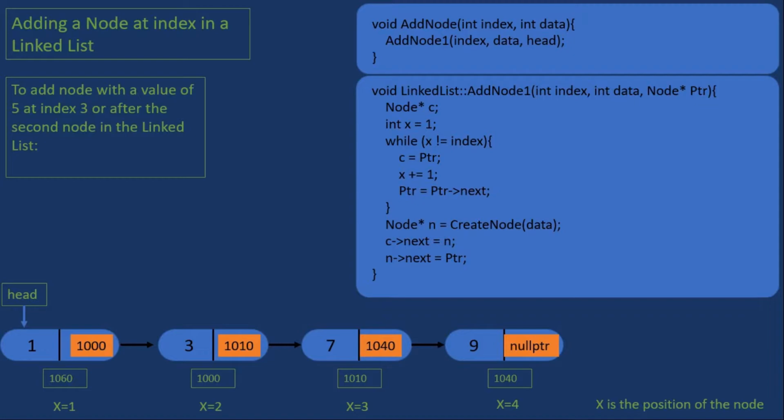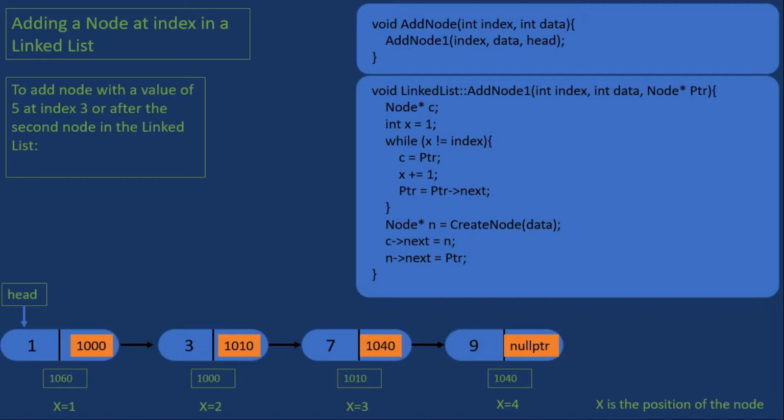Now on to the second function, which takes in an integer index value and an integer data value and a node pointer. We first create a pointer c, which will be like the current pointer or the temporary pointer, and define an integer x, which will help in keeping track of the position, and we set it equal to 1 because the first node is at position 1, which is where we'll start.